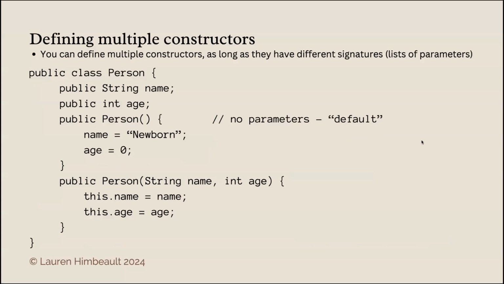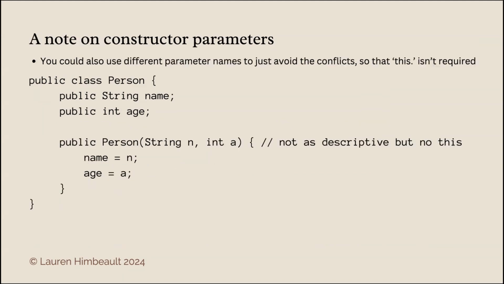All right. So we did define multiple constructors. We can see that here. Here's another example of the default one versus our constructor. You can also use different parameter names, just like any other method, to avoid those ambiguous conflicts so that you don't need the this dot. But again, personally, I find it to be better practice to keep things as consistent as possible. This just isn't descriptive enough to tell me what's going on. In a small program like this, it isn't a huge deal, but as programs get larger, this can become really hard to follow.